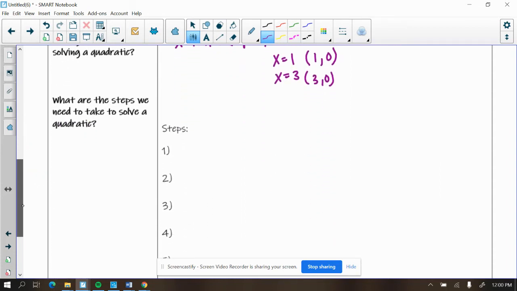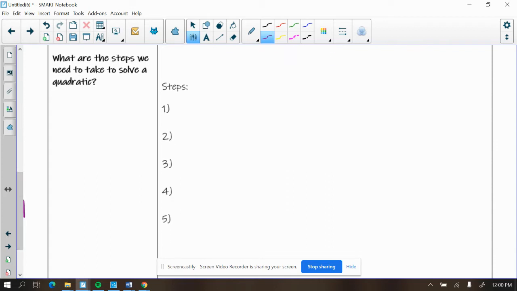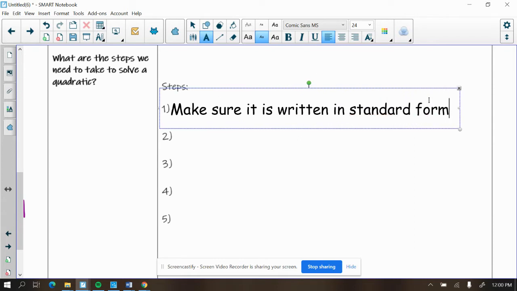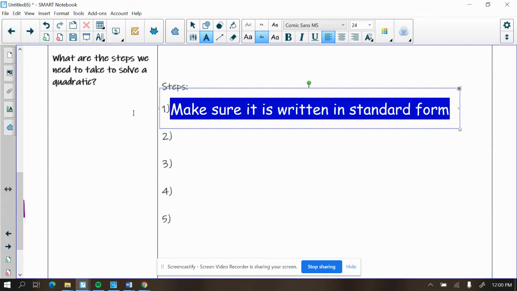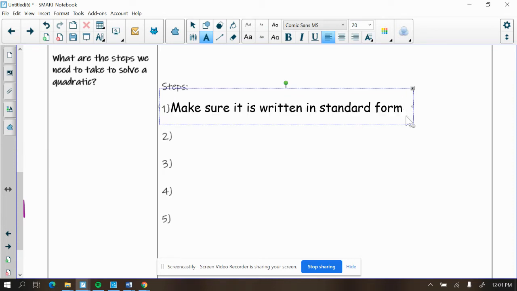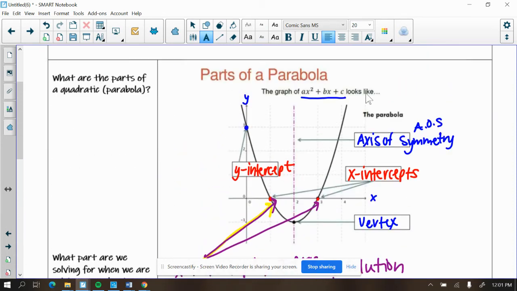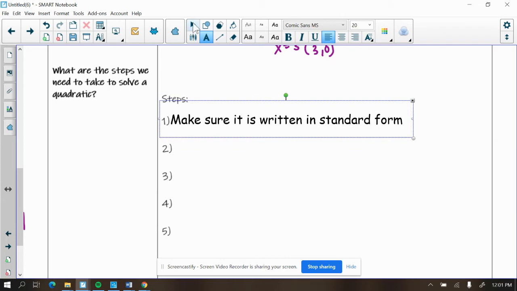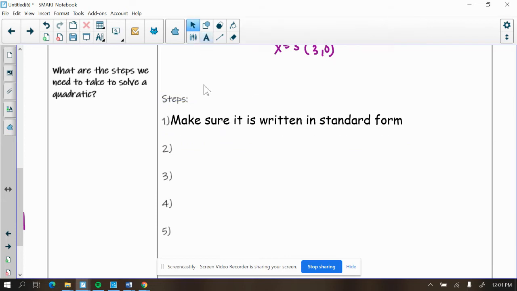Then there are some steps, and I'm going to type them in here for you. Make sure you are writing them down. When we're solving by factoring, we do have steps to solve. Number 1 is to make sure it is written in standard form. Remember that standard form is ax squared plus bx plus c. That's what we want it written in when we are factoring.